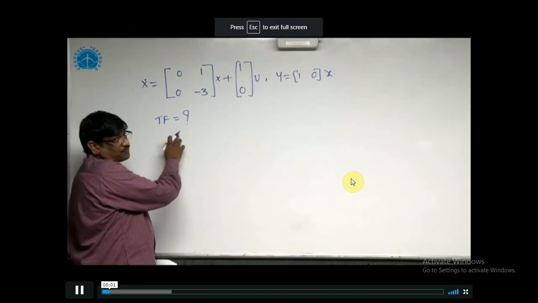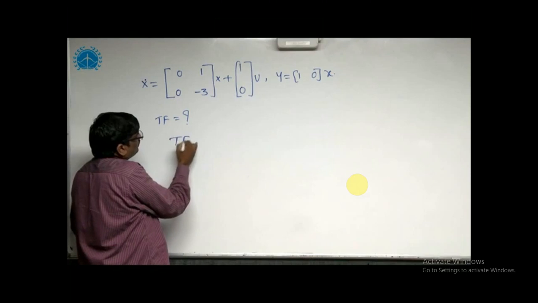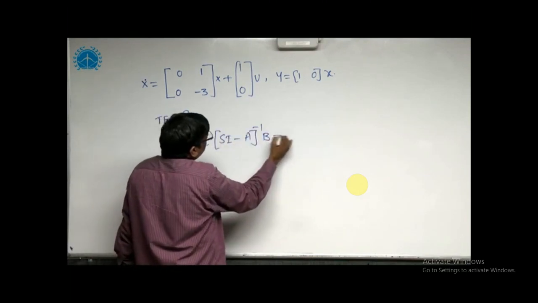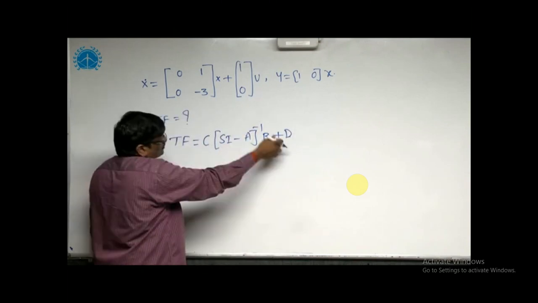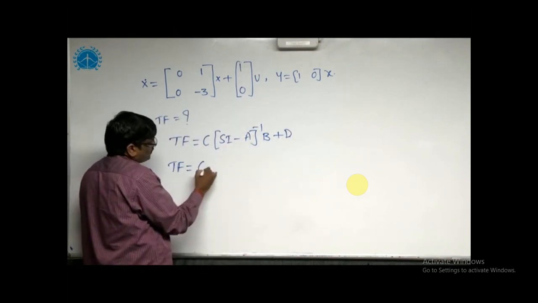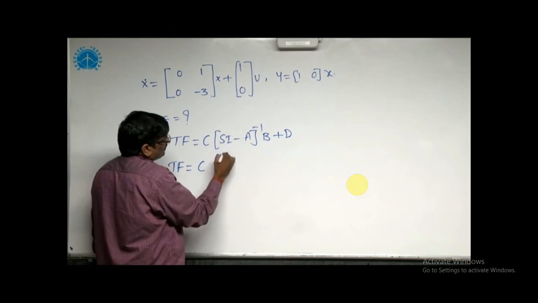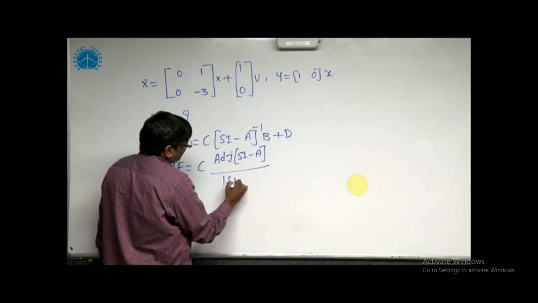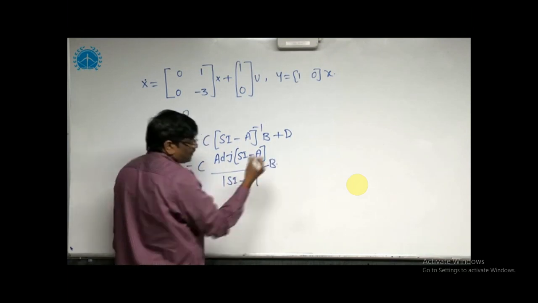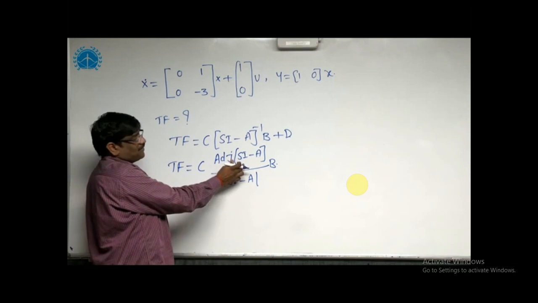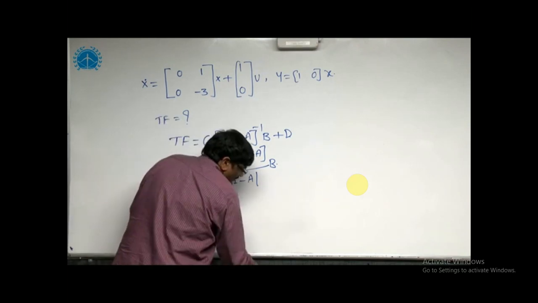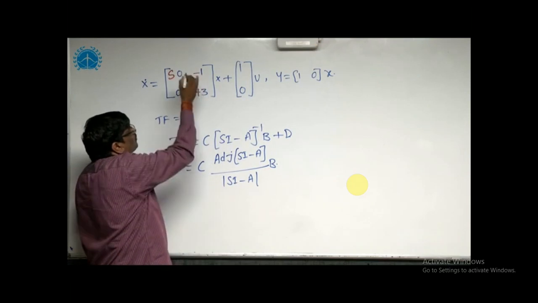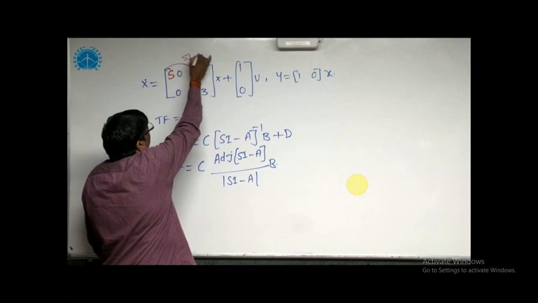Here we require to find the transfer function. The transfer function is equal to C into (sI minus A) inverse into B plus D. Here the D matrix is 0. Hence I can write the transfer function as C into (sI minus A) inverse, which is the adjoint of (sI minus A) by the determinant of (sI minus A), into B. First you have to find sI minus A. To find sI minus A, the simple logic is to add s diagonally and change the sign of the coefficients.